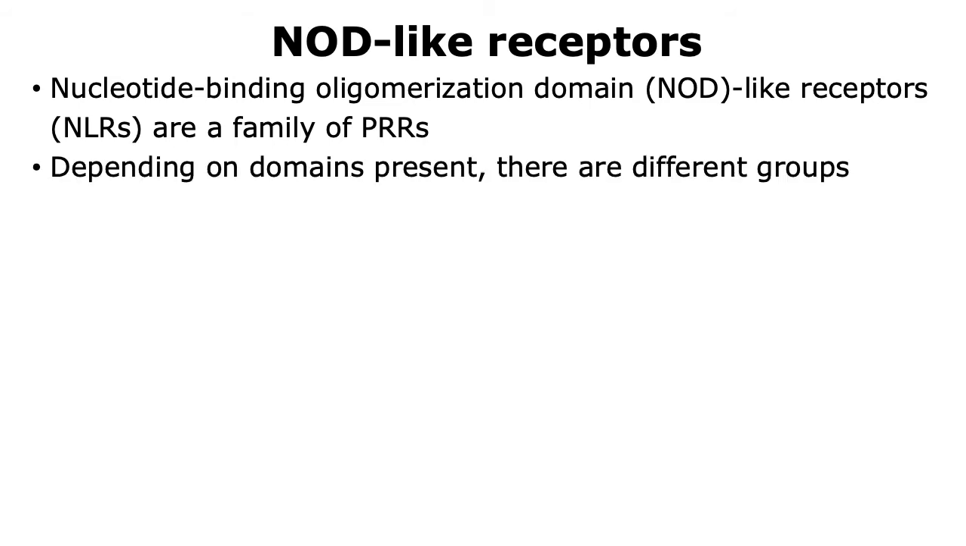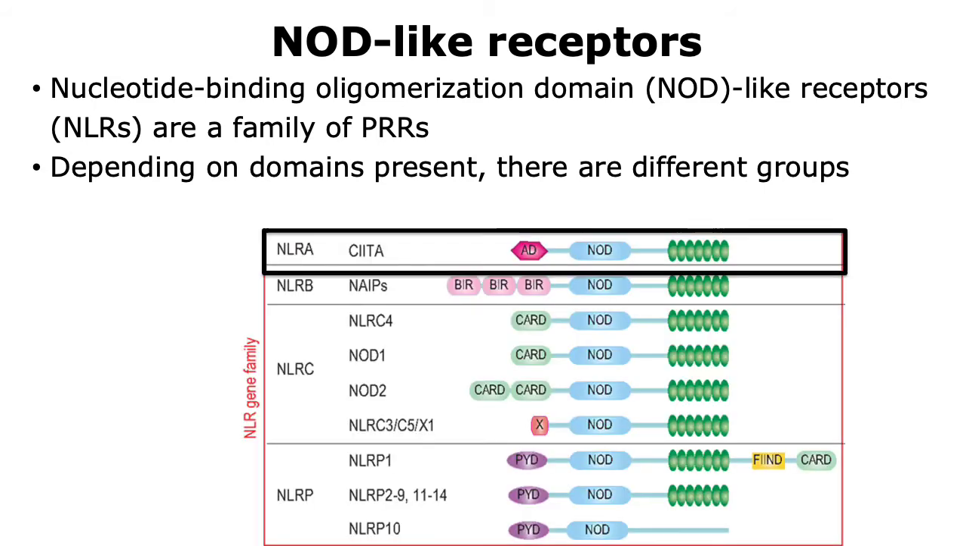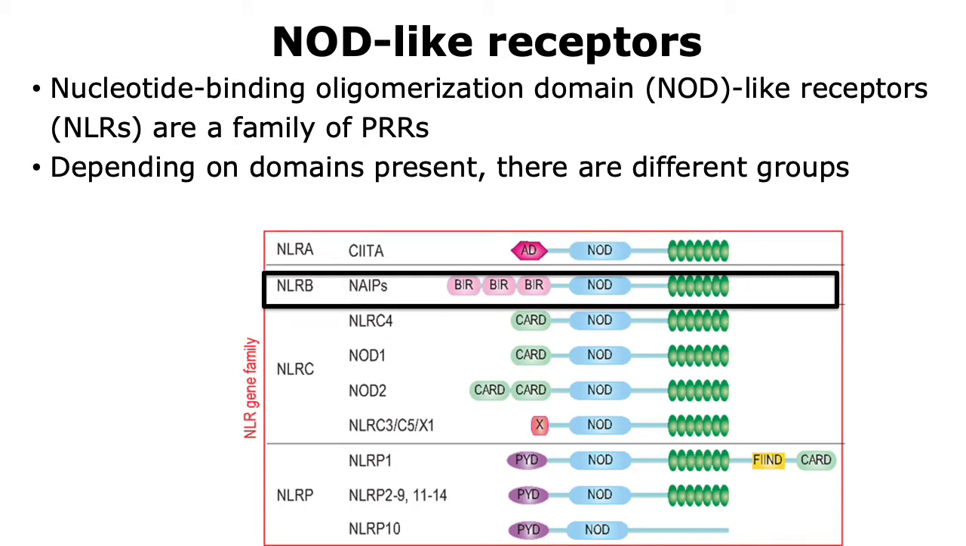Now, there are other domains that are also present in the NOD-like receptors, and based on the type of domains present, the proteins are categorized into different groups. The NLRA family of proteins have members that have the AD domain in addition to the NOD domain, as well as leucine-rich repeats that are shown in those green oval structures. The NLRB family of proteins have BIR domains, in addition to the NOD domains and the leucine-rich repeats.